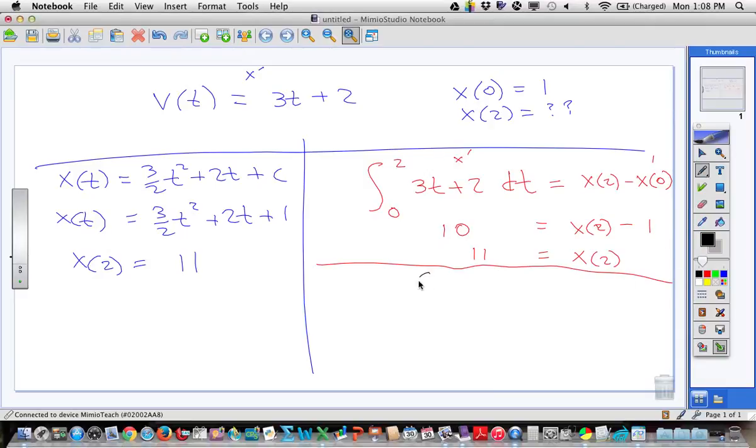What if you just would have set up this integral? This is the part I wanted to really get across here today. What if you wouldn't have done this whole fundamental theorem part 2 thing here? What if you'd have just got out your calculator and done that? You get 10.